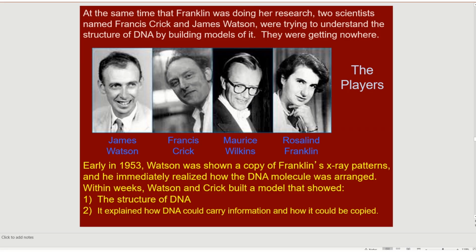To review, at the same time that Franklin, the lady, was doing her research, 2 scientists named Francis Crick and James Watson, the men, were trying to understand the structure of DNA by building models of it. They were getting nowhere. Early in 1953, Watson was shown a copy of Franklin's X-ray patterns by her partner, not by her, and he immediately realized how the DNA molecule was arranged. Within weeks, Watson and Crick built a model that showed the structure of DNA. It explained how DNA could carry information and how it could be copied.